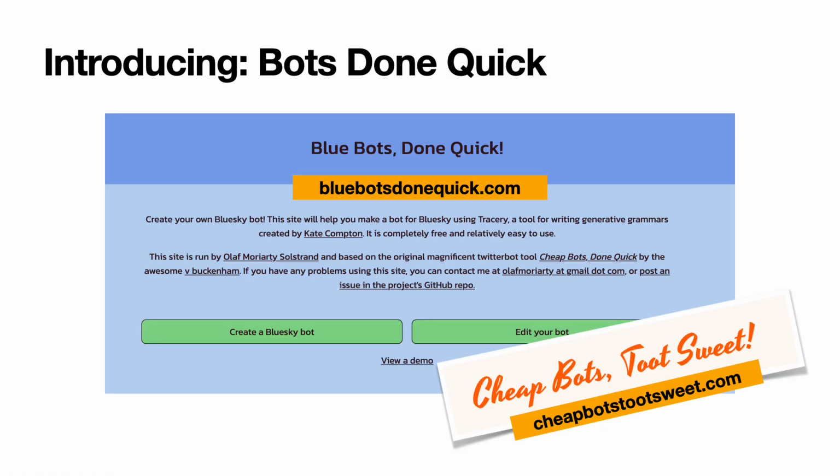So at the beginning of the week, I mentioned that we were going to make a bot for either Mastodon or Bluesky. I'm going to be showing you it for Bluesky today, which uses a website called BlueBots Done Quick. The Mastodon equivalent is called cheapbotstootsuite.com. In both cases, these are completely free services, so don't worry about the cheap word there.